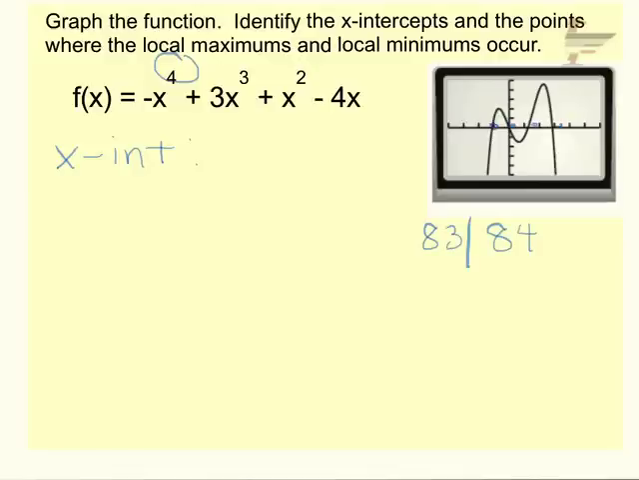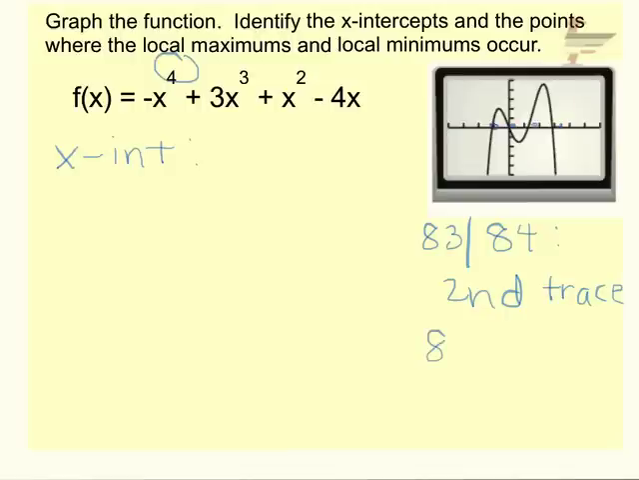So if you have an 83 or an 84 calculator, 83 and 84 users, you're going to go second trace from your graph. When you go second trace, you're going to have the option, and please do this if you don't remember it for sure. Number 2 is zero, that's x-intercepts. And then 3 is minimum, 4 is maximum. Okay, so that's for you.